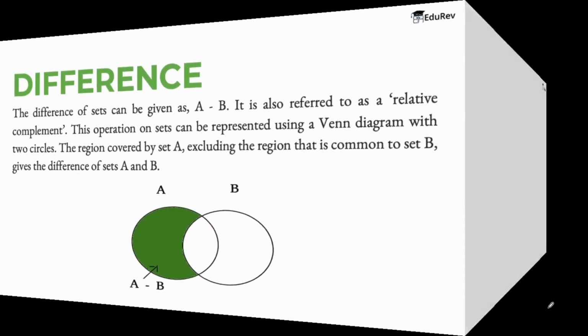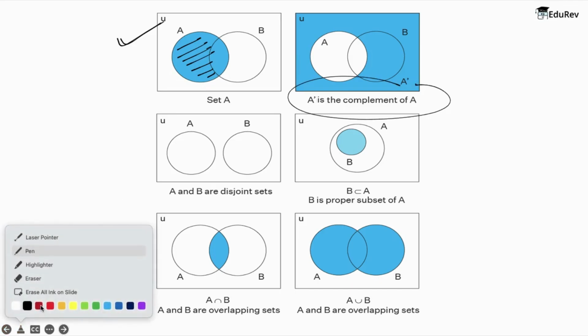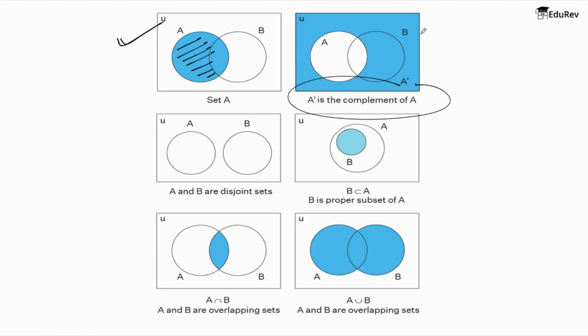Now to wrap up, let's see this diagram. We know how to represent set A, so this is going to be set A. We know how to represent the complement of a set. The complement of a set is what? All the elements which are present inside your universal set which are not part of the set in question. Then we know what disjoint sets are. Disjoint sets means sets which do not have anything in common. So they comprise of what?